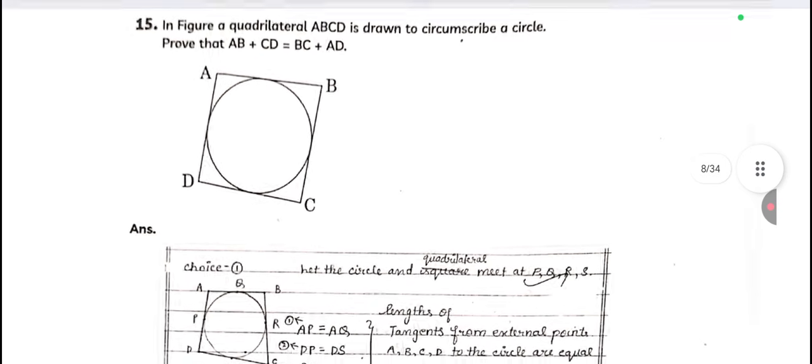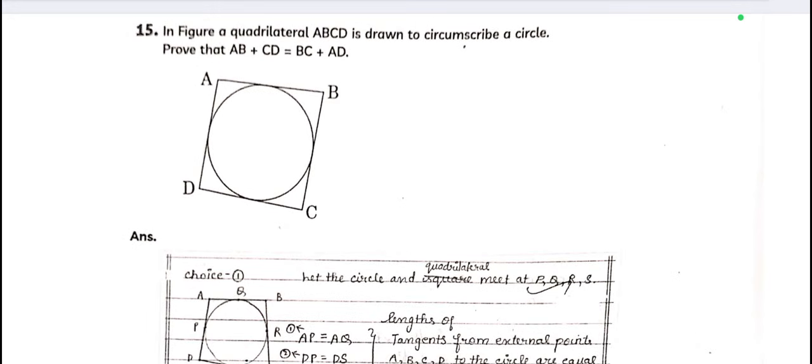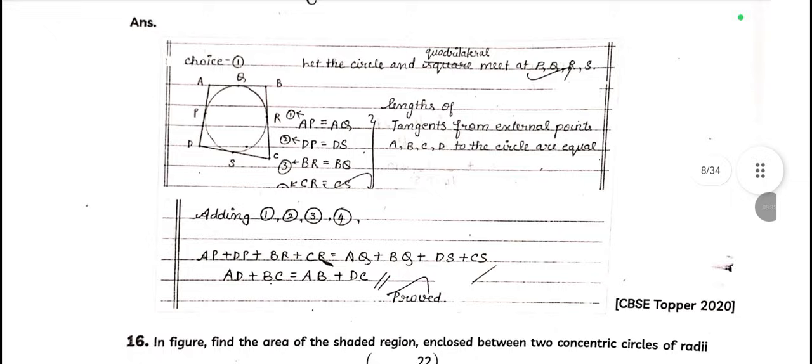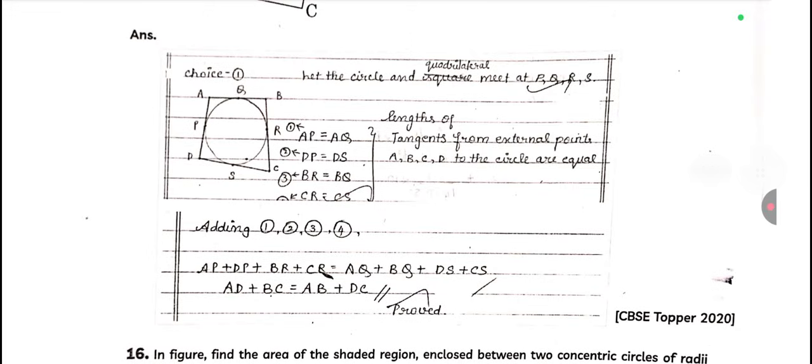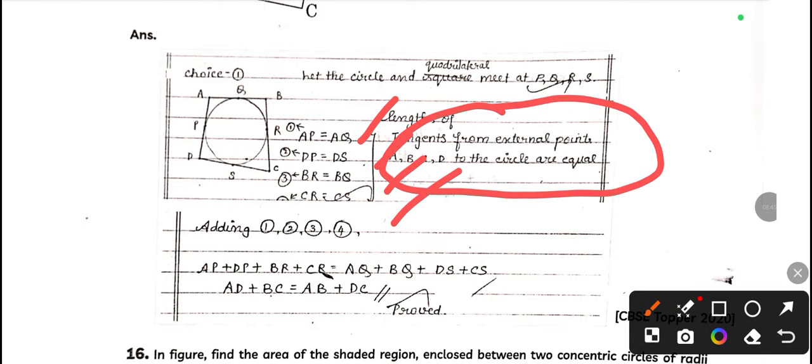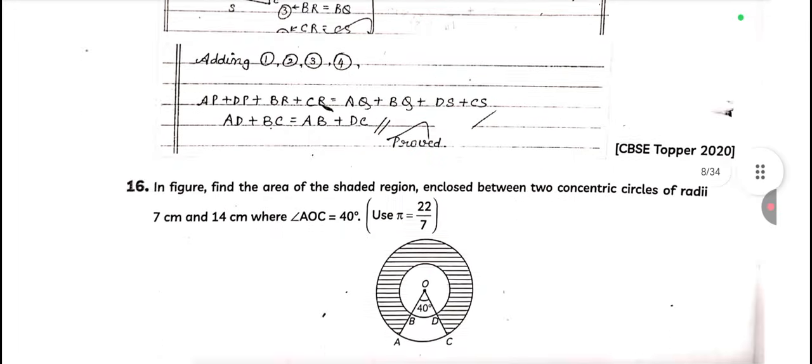And our own favorite question, circles, like 8th question. Quadrilateral: AB plus CD equal to BC plus AD. So again it's very repeated. 2020 also they asked this question, all 2 marks worth, but they have asked even in 3 marks. AP equal to AQ, all these they will equate by using theorem 10.2: tangents from an external point to a circle are equal. Adding all, and very carefully you just prove this.